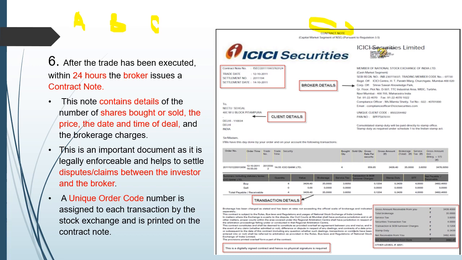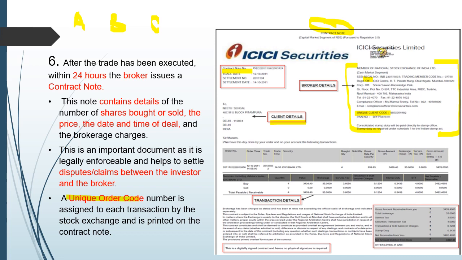See, this is a contract note. This is a contract note of ICICI Securities. And what are the things that will be mentioned on the contract note? It will have a contract note number. It will have the client details, that is, your name will be there, and the broker details, who the broker is that is helping you to buy all the shares, his registration number, his office, his address, his unique client code. This is a very important code. See, the unique order code is here. This is a very important code which will be mentioned on the contract note.